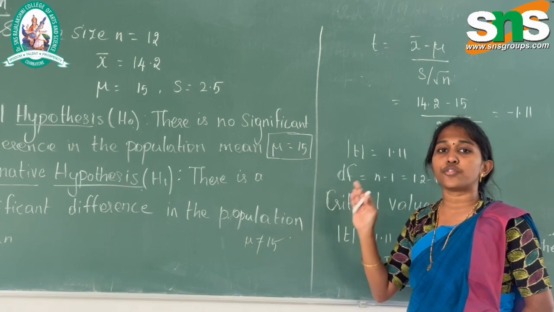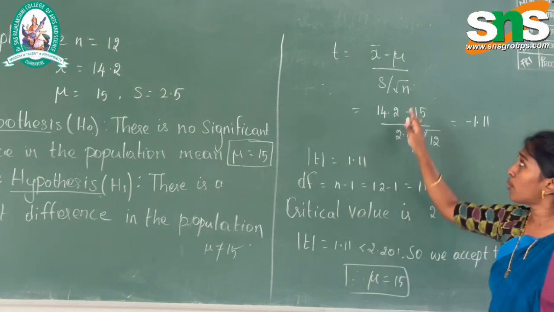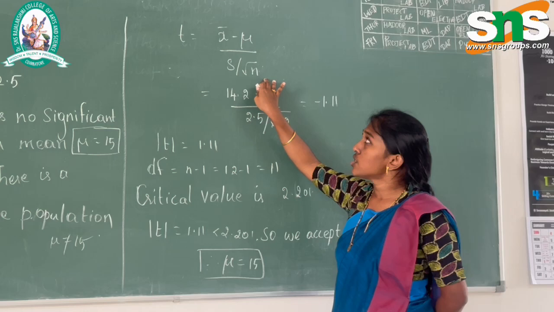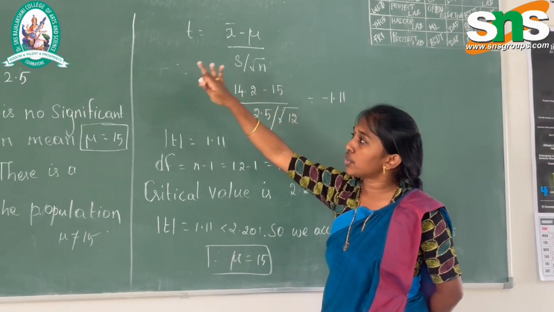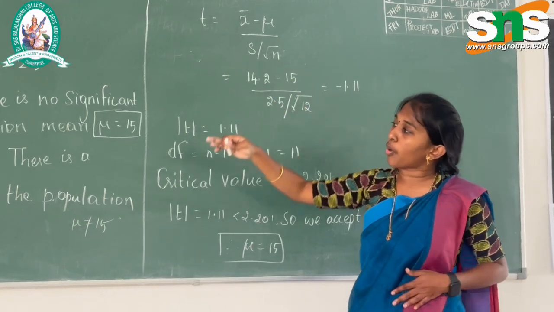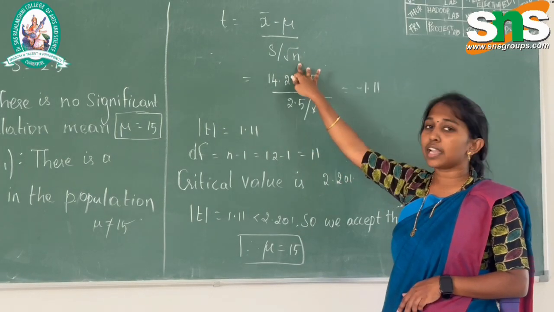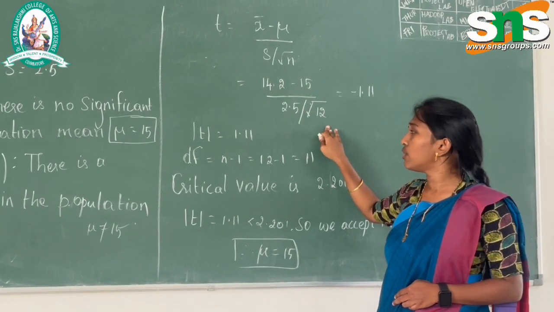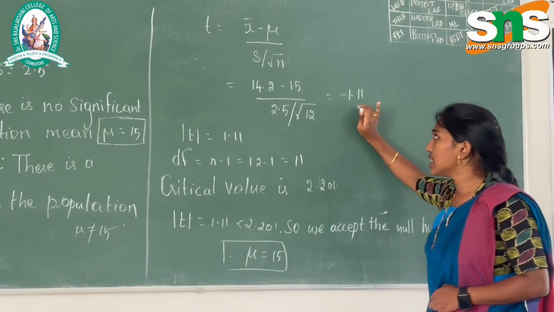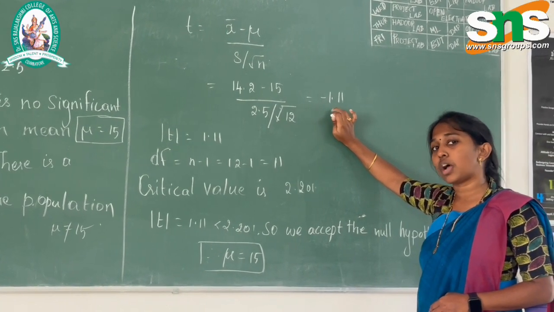First we are going to define the formula for the t-test between the sample mean and the population mean. This is the formula for the t value: x bar minus mu, divided by s divided by root n. Here x bar means the sample mean, which is 14.2, and mu means the population mean, which is 15. The standard deviation value is 2.5, and n, the sample size, is 12. I will substitute all those values. By simplifying this I get an answer of minus 1.11. So this is the calculated t value, minus 1.11.